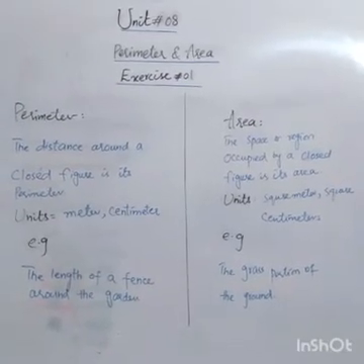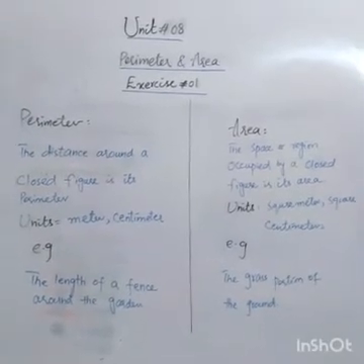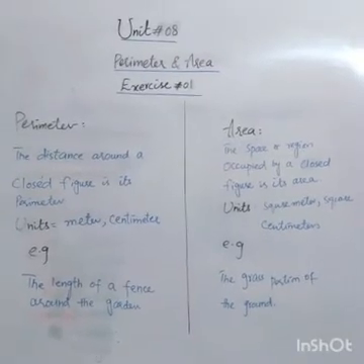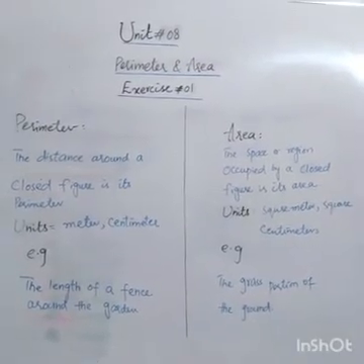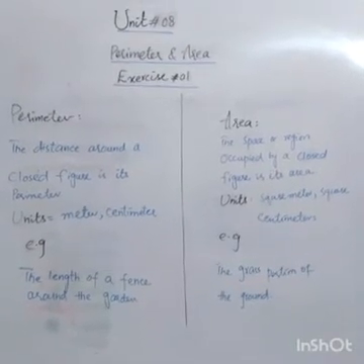Now move to area. The space or region occupied by a closed figure is its area. Units: square meter and square centimeter. Example: the grass portion of the ground is the area of that portion.